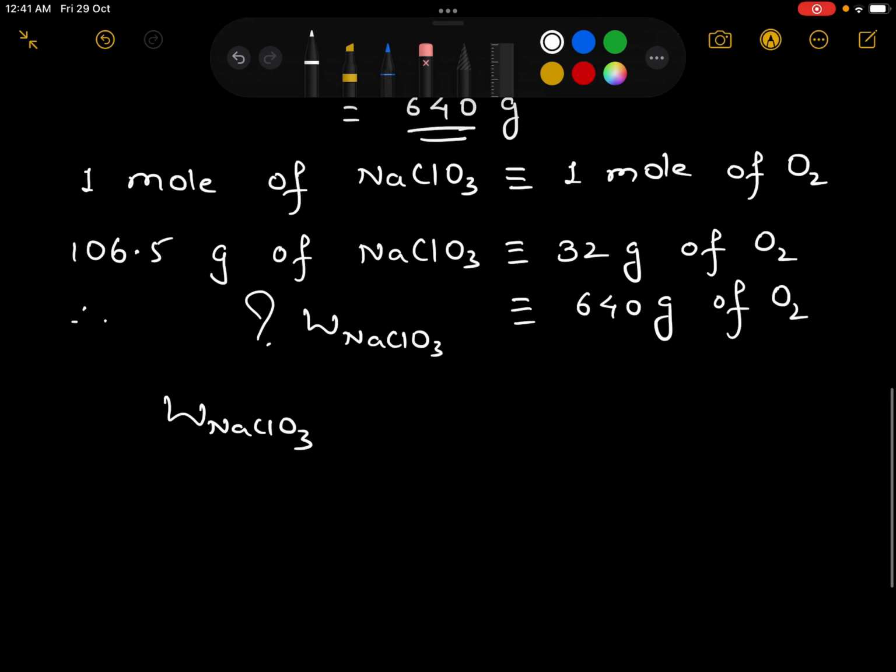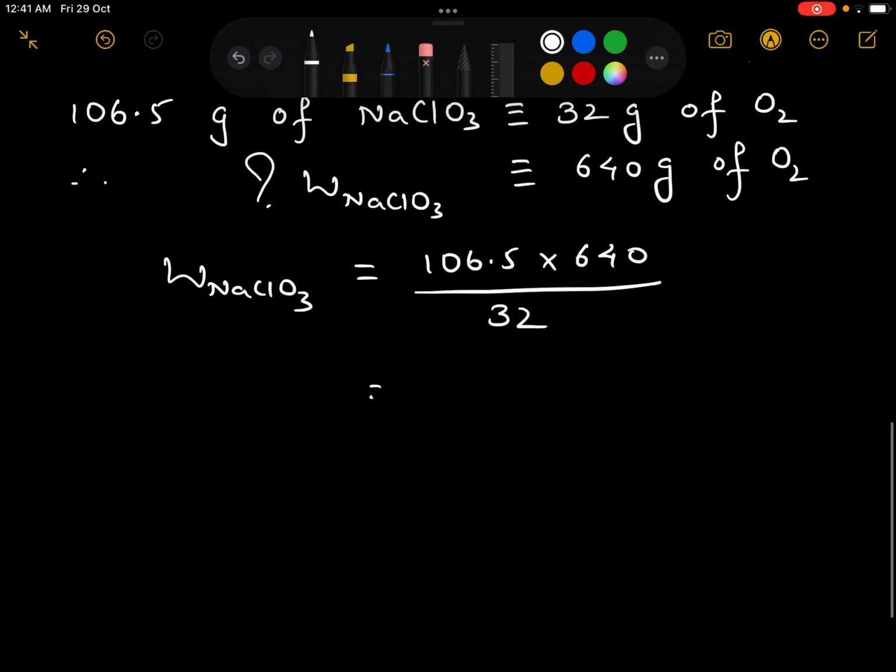So let's cross multiply: 106.5 into 640 divided by 32. So we get the answer as 2130 grams of sodium chlorate. That means this many grams of sodium chlorate can produce the oxygen requirement for a person for one day.